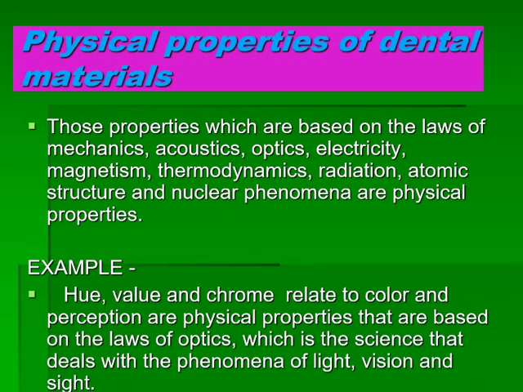Physical properties of dental materials. Those properties which are based on the laws of mechanics, acoustics, optics, electricity, magnetism, thermodynamics, radiation, atomic structure, and nuclear phenomena are physical properties. For example, hue, value, and chroma relate to color and perception and are physical properties that are based on the law of optics, which is the science that deals with the phenomena of light, vision, and sight.